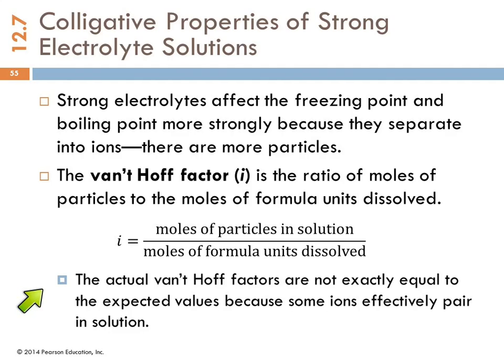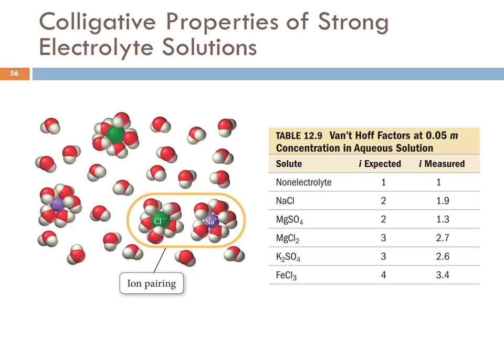Not because the ions don't dissociate, they do ionize completely, but then some of the ions effectively pair up in solution, and so then that causes them to not act as two particles, but as one. So here's an example of how you can get ion pairing. Each of these ions is solvated with water, but they can effectively pair up. And that's not something you can just predict by looking at a chemical formula. So what they've done is they've measured these factors.